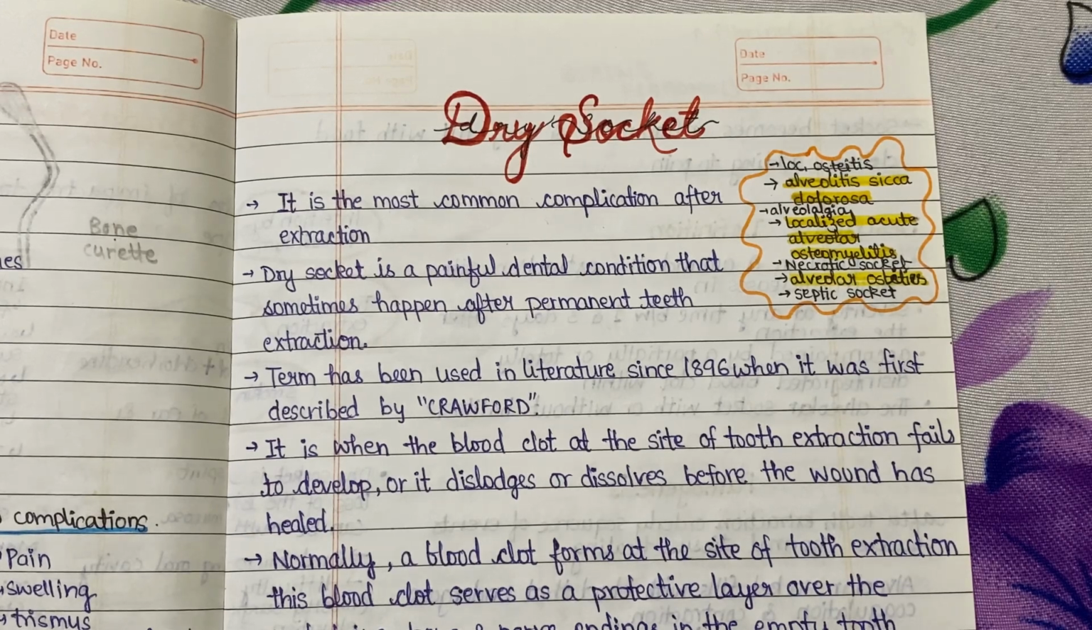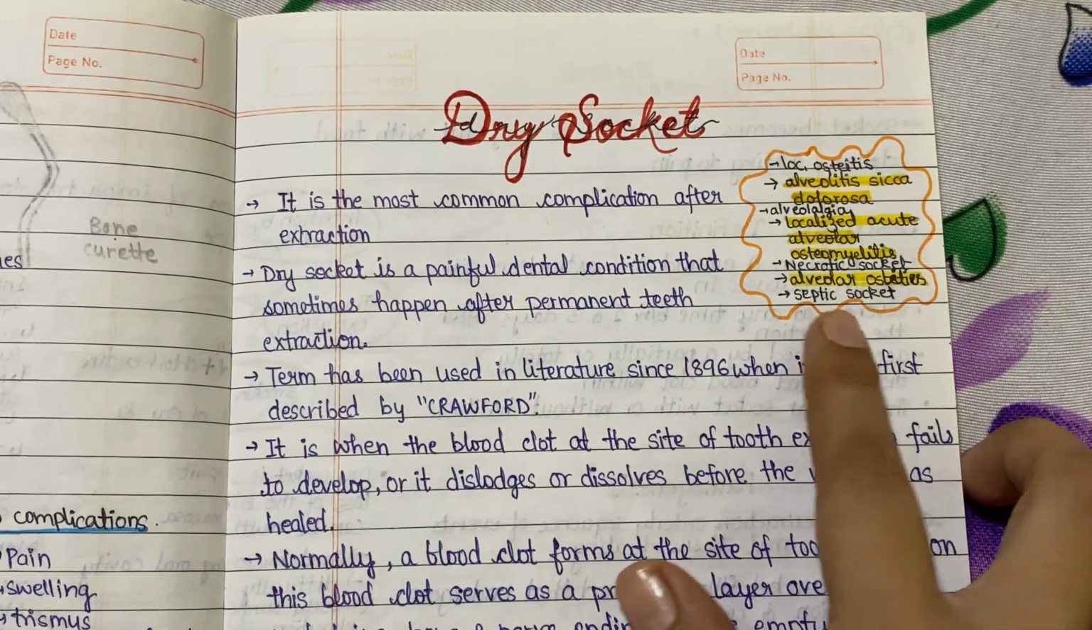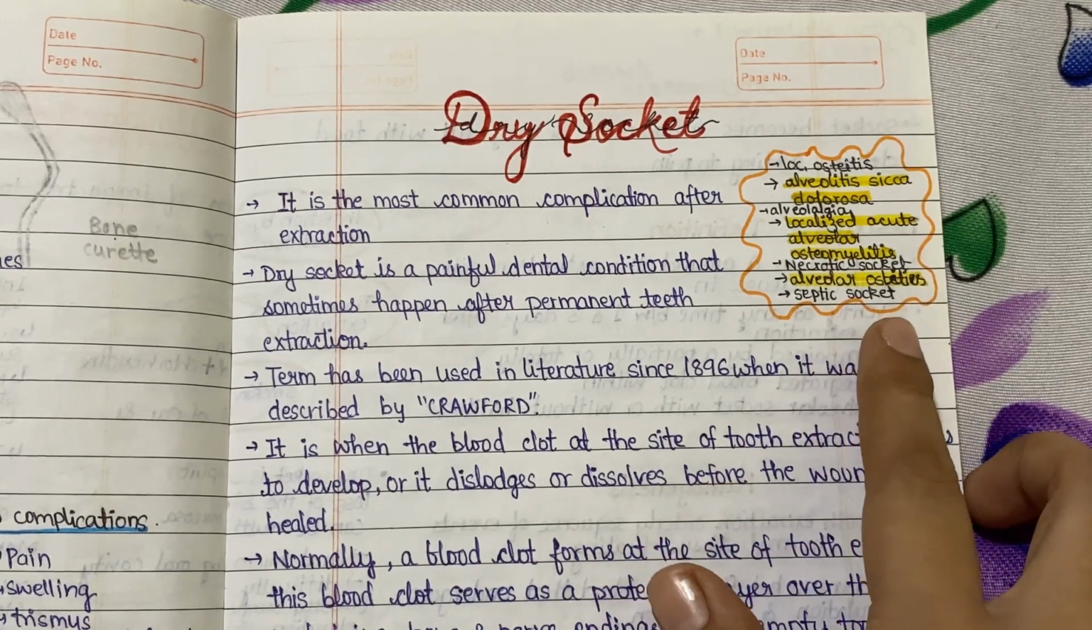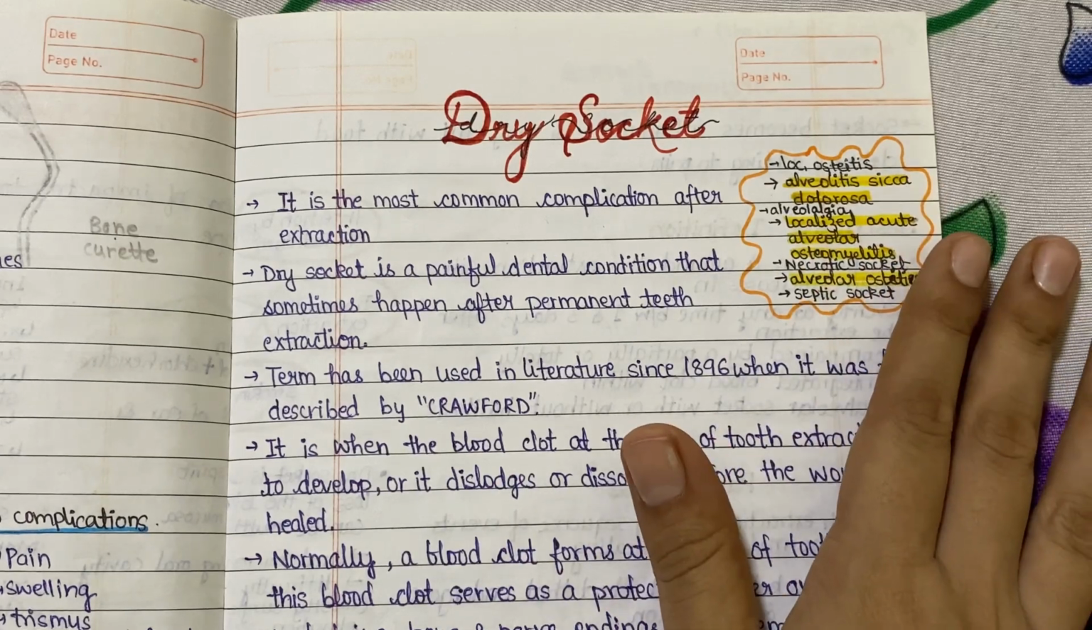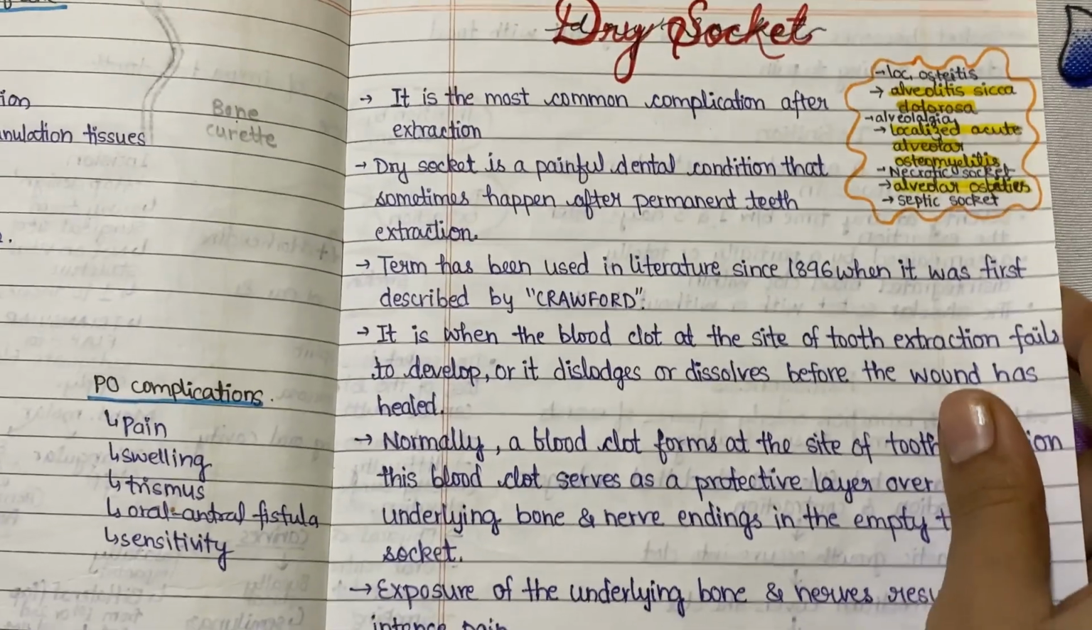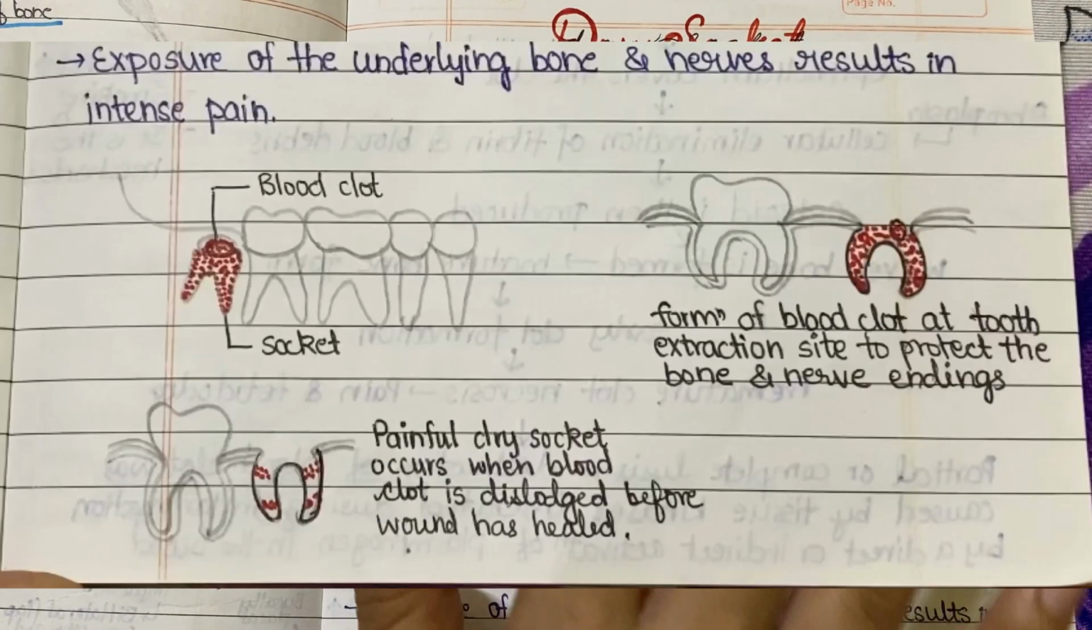This term was given by Crawford in 1896. Basically, it is when the blood clot at the site of tooth extraction fails to develop, or it dislodges, or it dissolves before the wound has healed.